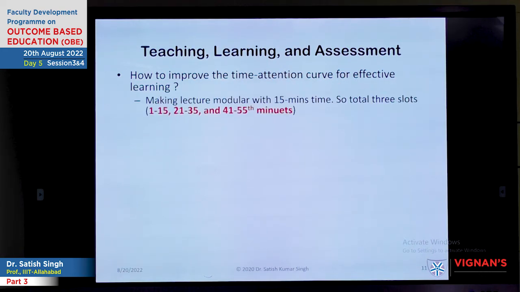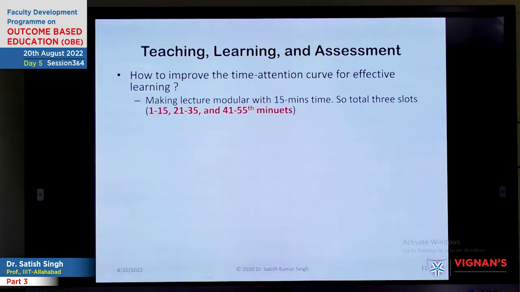Making lecture module with 15 minutes time rather than making it 1 hour. Okay? You make it to 4 topics. Topics of only 10 to 15 minutes. That's it. Not more than 3 topics per lecture. Don't cover much. So what are those modules? I mean, 1 to 15, 21 to 35, 41 to 50. It's quite precise. लेकिन जब आप practice करते हो तो हो जाता है, थोड़ा बहुत आगे पीछे. Okay.